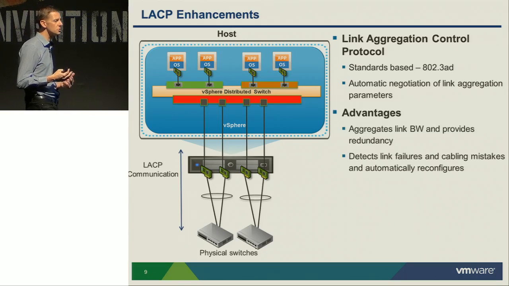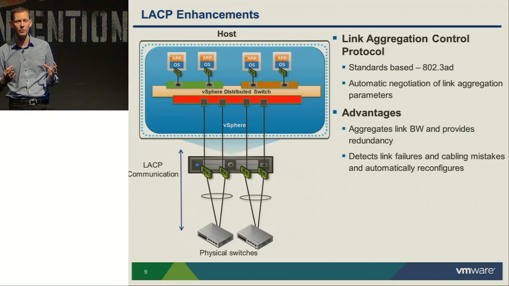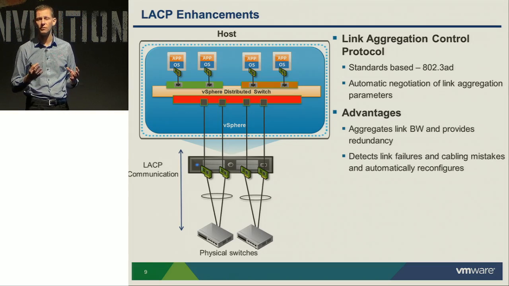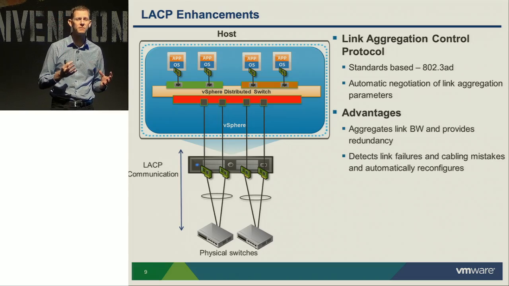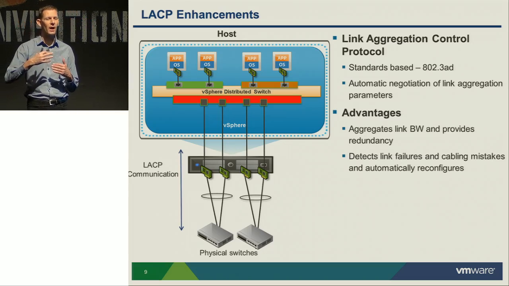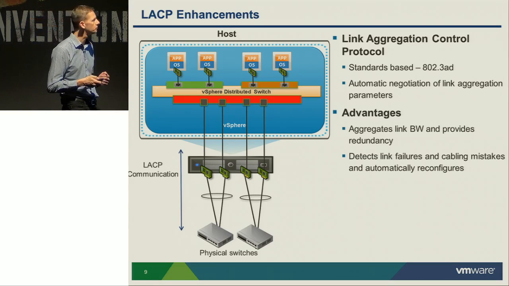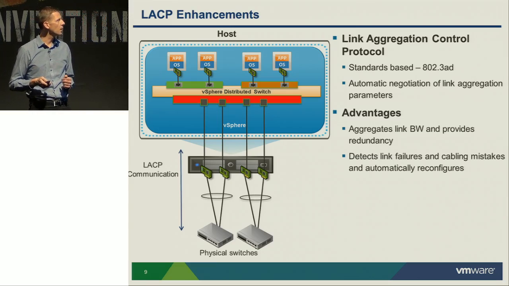What happens with LACP is that you can aggregate your bandwidth and you can provide redundancy. If any part of the system fails, if an uplink fails, then the handshake or the heartbeat going between the physical switch and the DVS will update that to make sure that NIC isn't used. Okay? And it also detects cabling mistakes, etc.